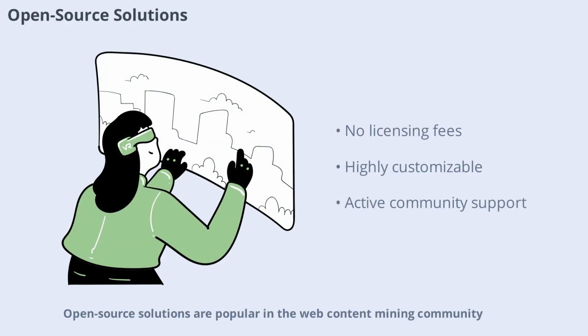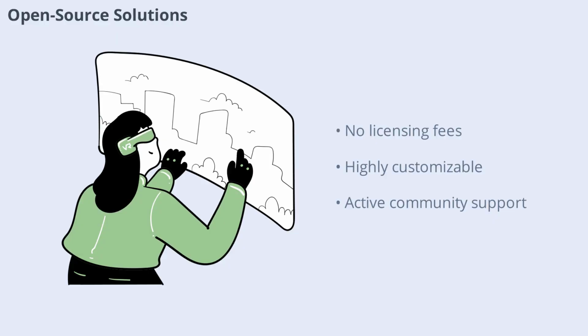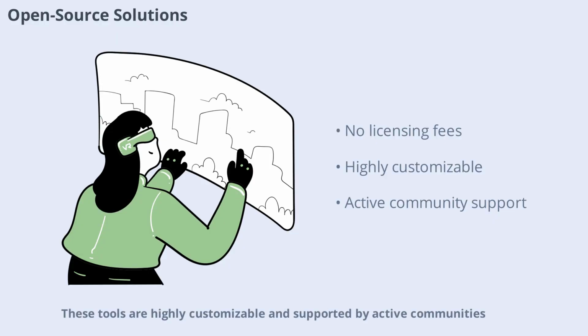Open-source solutions are popular in the web content mining community. Tools like Scrapy and Beautiful Soup offer powerful features for web crawling and data extraction, all without licensing fees. These tools are highly customizable and supported by active communities, making them ideal for both beginners and experienced developers. Open-source options provide flexibility and cost savings for a wide range of projects.